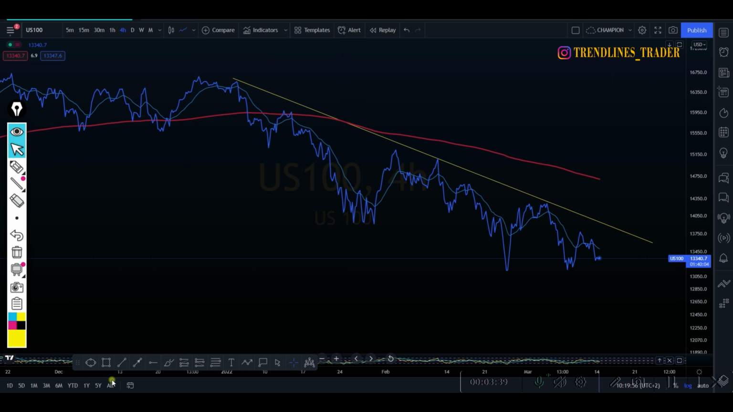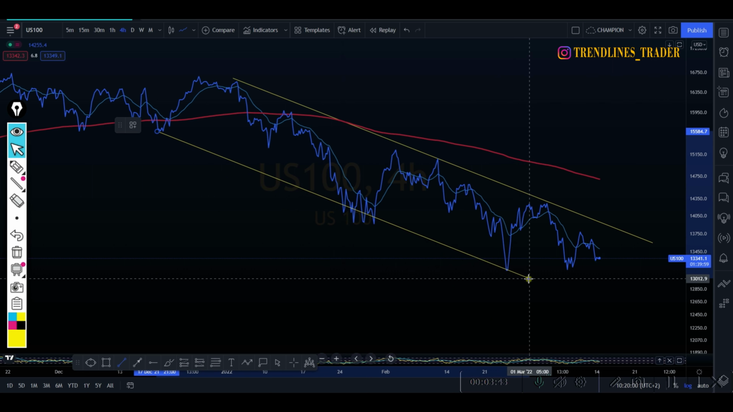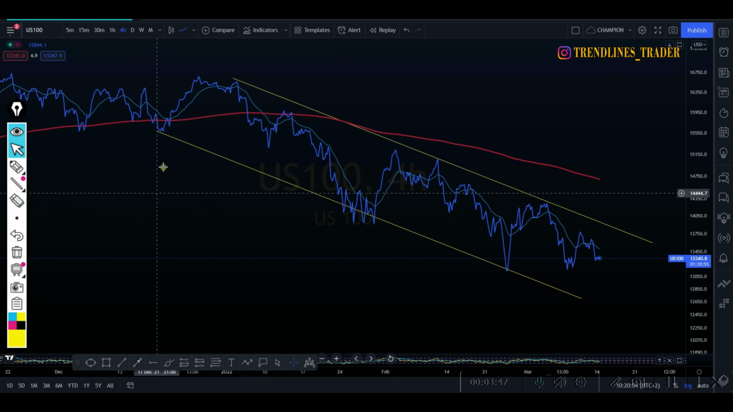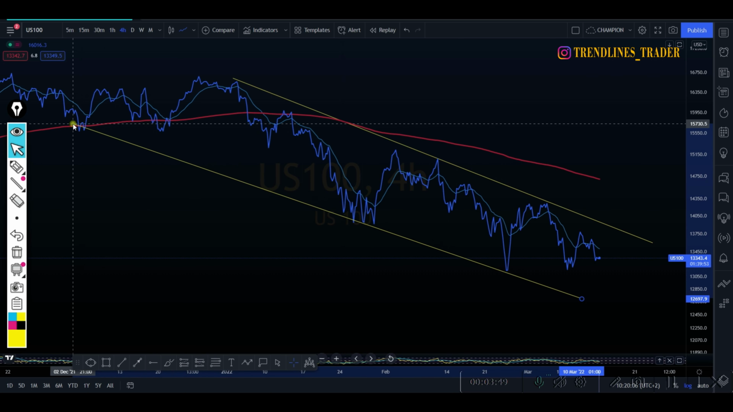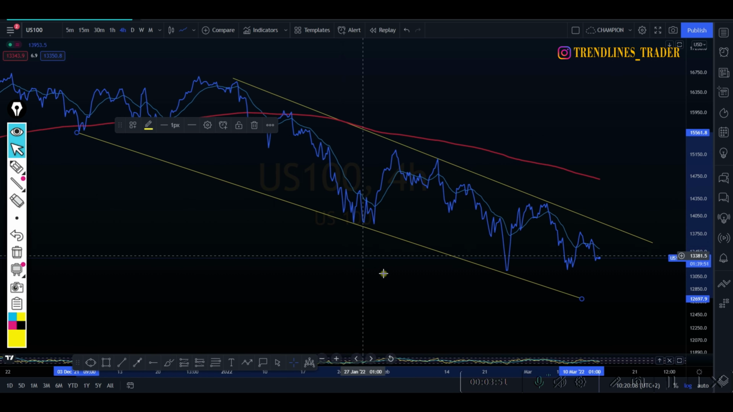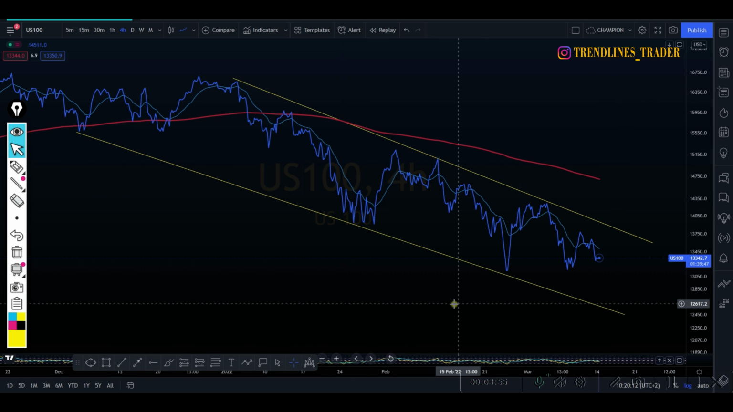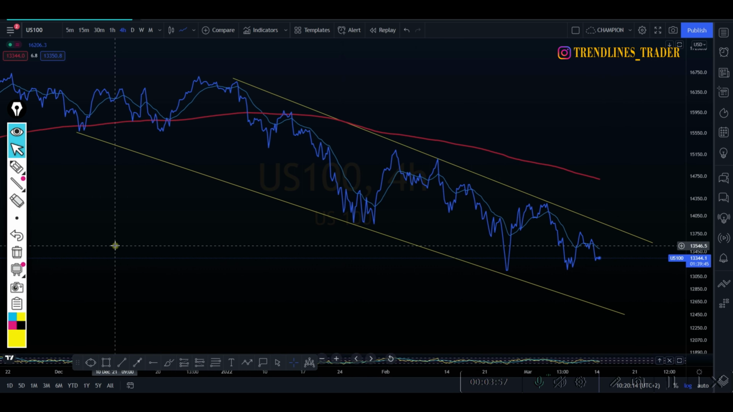So as you can see, we are having something like this. I think I got it wrong there. Let me use it somewhere from here. Yeah, you can see this is our channel, the bearish channel.